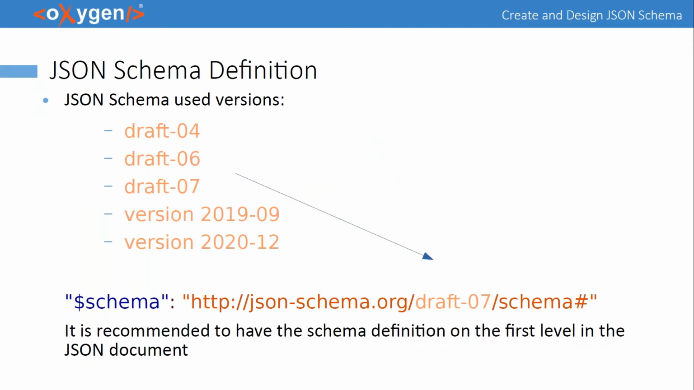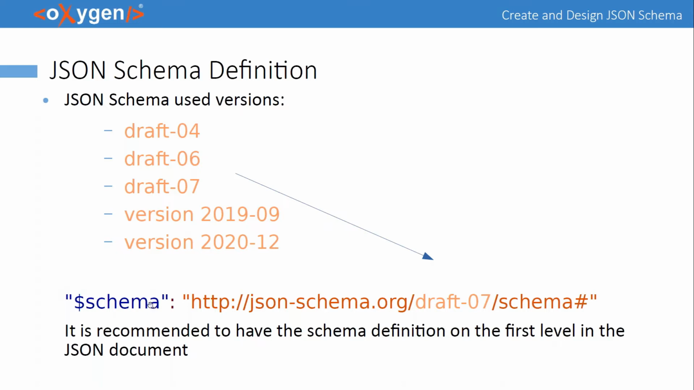There are different versions of the JSON schema. The most used are draft 4, 6, and 7. The latest drafts have some new additions and some changes that were made and started to be used more with OpenAPI now. In order to define that a JSON is in fact a JSON schema, it's recommended to have this declaration in the JSON schema on the first level.